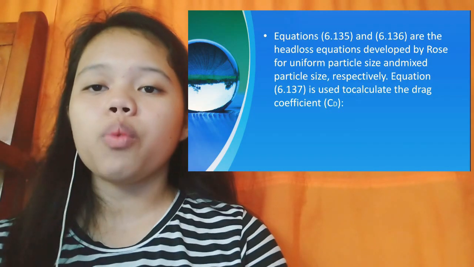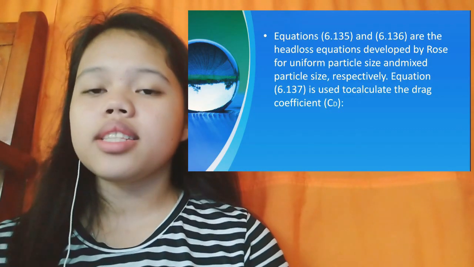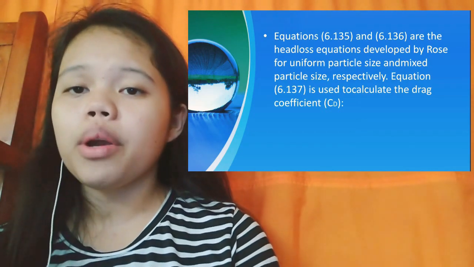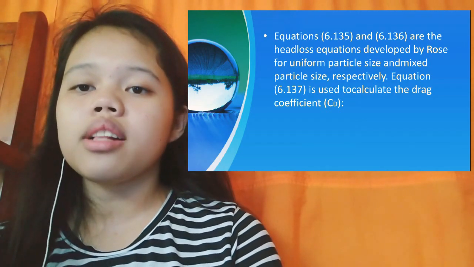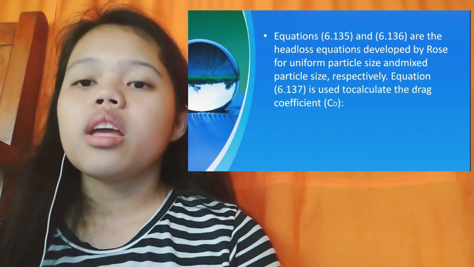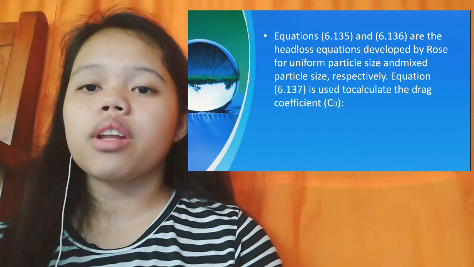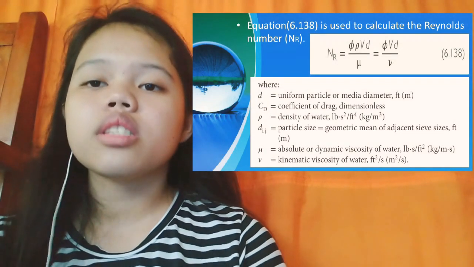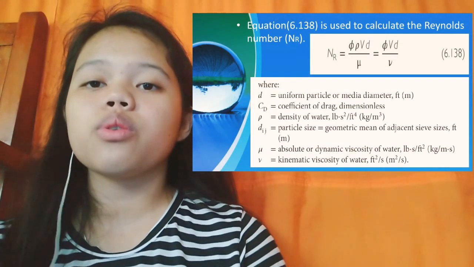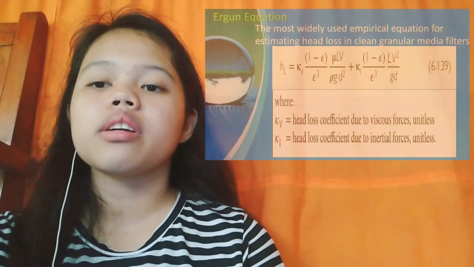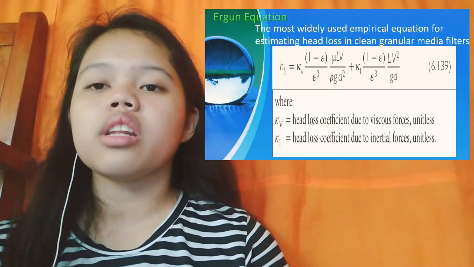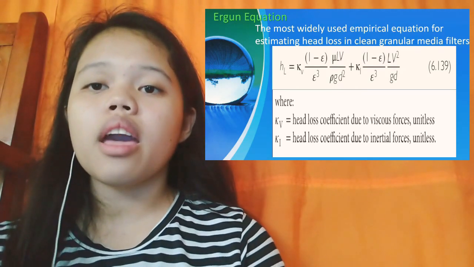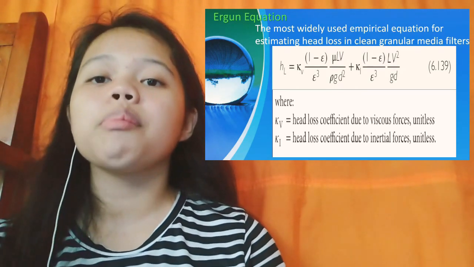Equations 6.135 and 6.136 are the head loss equations developed by Rose for uniform particle size and mixed particle size, respectively. Equation 6.137 is used to calculate the drag coefficient. Equation 6.138 is used to calculate the Reynolds number. Ergun equation, the most widely used empirical equation for estimating head loss in clean granular media filters.